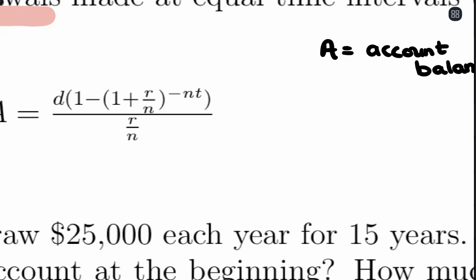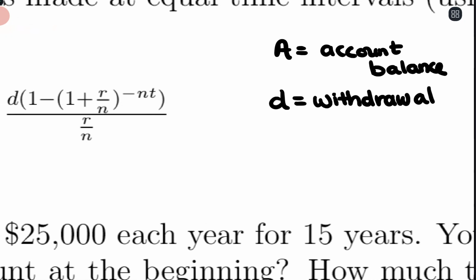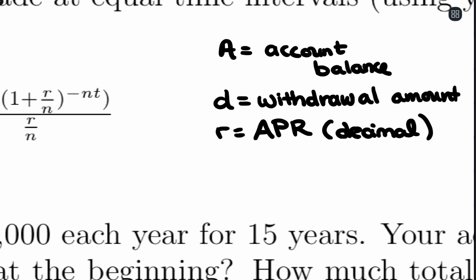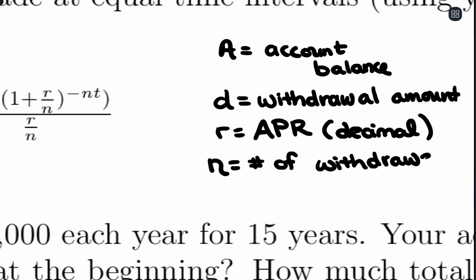While we're using D here, that worked really nicely for the last formula because it was deposits. Here it just represents the withdrawal. So how much are we withdrawing from the account? So withdrawal amount. R is that annual percentage rate. Again, we'll be plugging that in as a decimal. And then n is going to represent the number of withdrawals per year. And then t is the number of years.